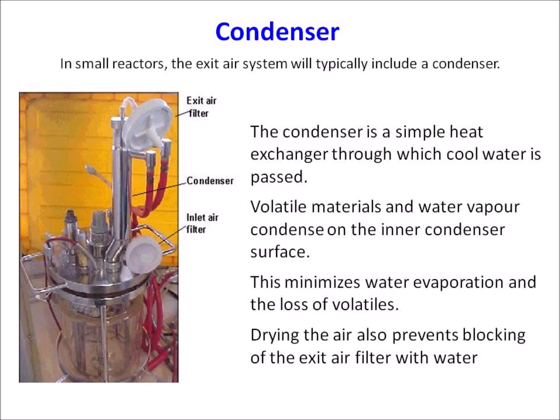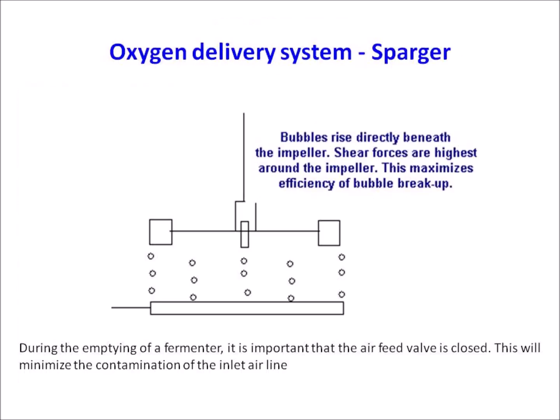Condenser is a simple heat exchanger through which cool water is passed. Volatile materials and water vapor condense on the inner condenser surface. This minimizes water evaporation and the loss of volatiles. Drying the air also prevents blocking of the exit air filter with water.